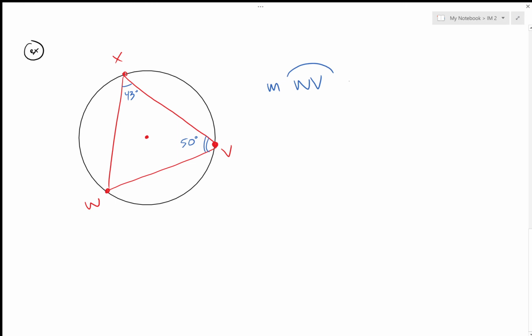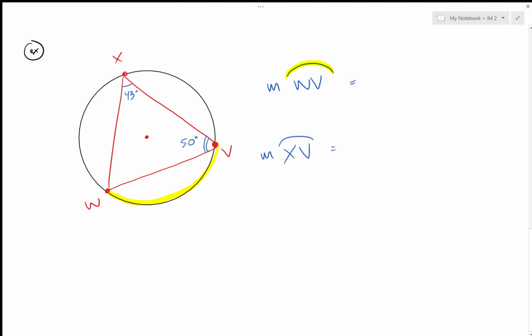That means it's an arc. They also want us to find the measure of arc XV. So let's find it piece by piece. So the first thing they want us to find is arc WV. So arc, that's the outside, that's the pizza crust. So let's mark it from W to V, from there to there.